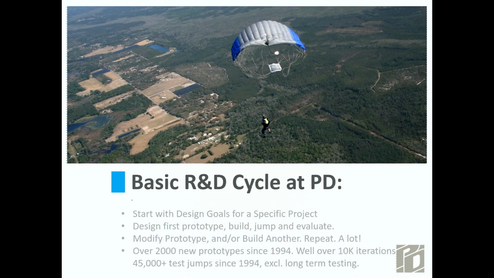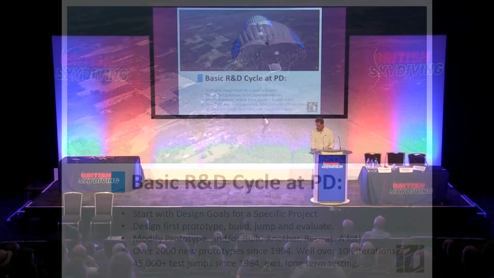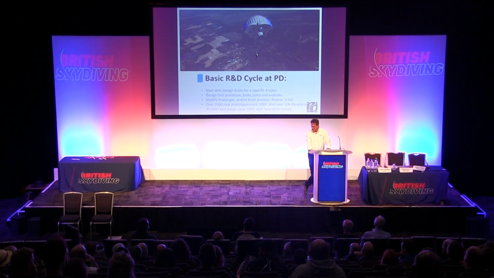We've built over 2,000 prototypes. That's more than some parachute companies have sold. And we've made many, many iterations. It's approaching 10,000 iterations. It says 45,000 test jumps since about 1994 when we decided we needed a company logbook. That slide is 2 years old. It's actually closer to 50,000 now. This does not include testing for materials.